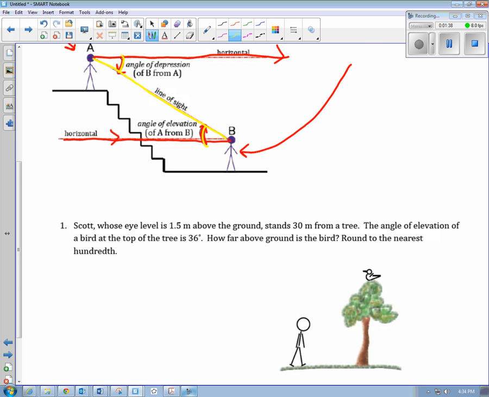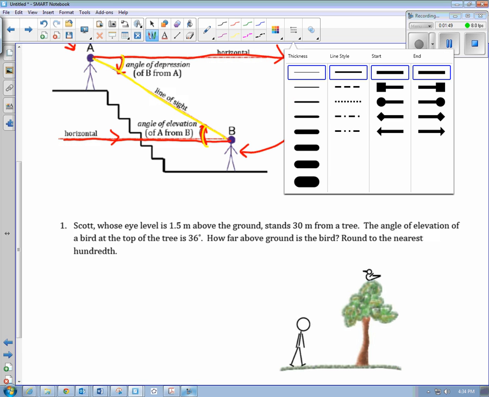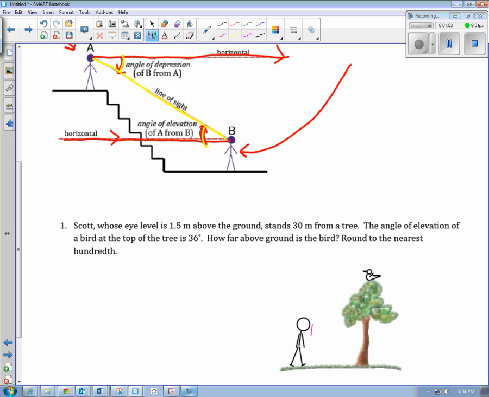So for the first example, we're talking about Scott, whose eye level is 1.5 meters above the ground. So in this particular example, Scott has an eye level that's 1.5 meters above the ground. And it says in here that he is 30 meters away from a tree. So if I measure to the tree, I have 30 meters over here. It says that Scott's angle of elevation as he looks up from his normal horizontal line of sight, as he looks up at the bird in the tree, creates an angle of elevation of 36 degrees. The question is asking how far the bird is above the ground. So I am essentially looking for this distance right here.